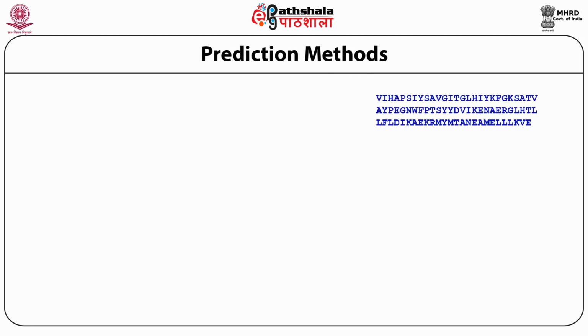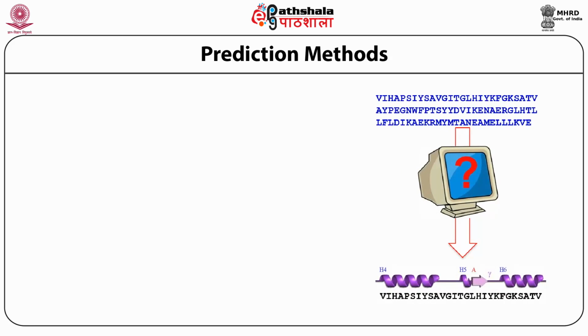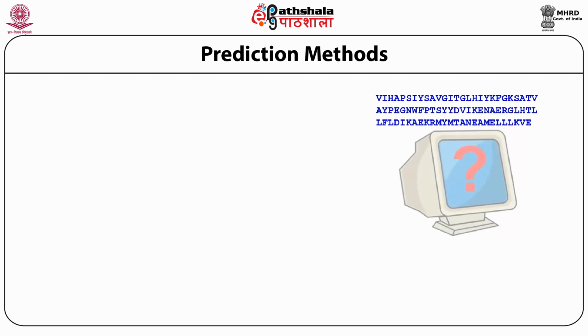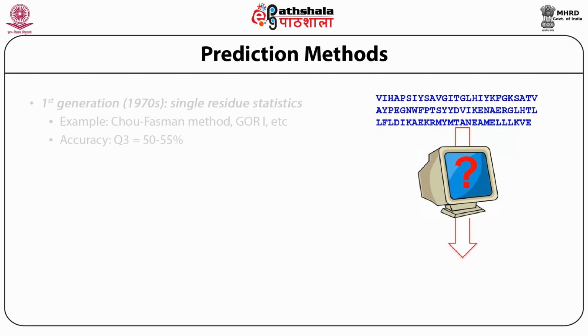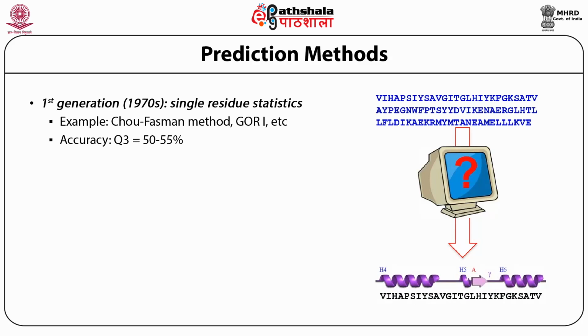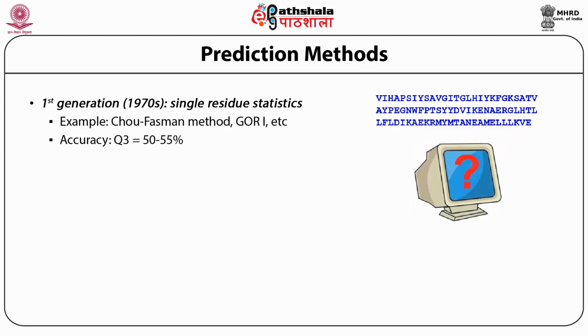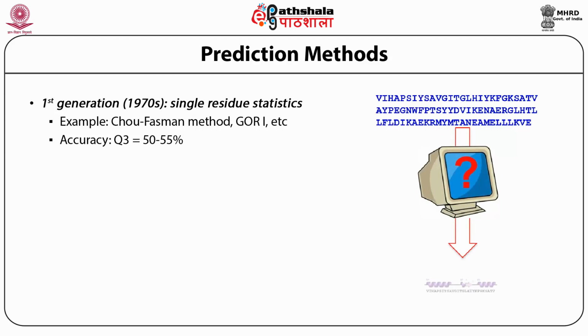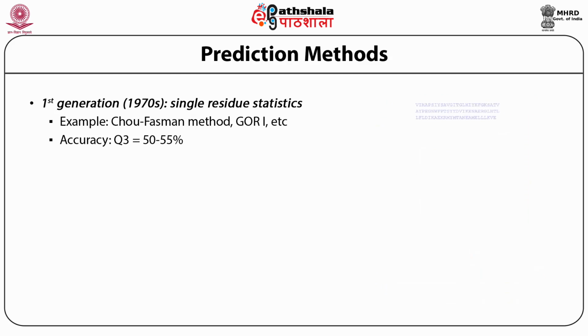To predict the secondary structure for every amino acid in the sequence, various computational methods were developed since late 1960s. Based on the strategy, the prediction algorithms were classified into three categories or three generations. The methods developed in 1970s are called first generation methods, which are based on single residue statistics. The most classical structure predictors, Chou and Fasman, GOR1 are the examples of these methods, which are constrained to the accuracy range in between 50 to 55%.